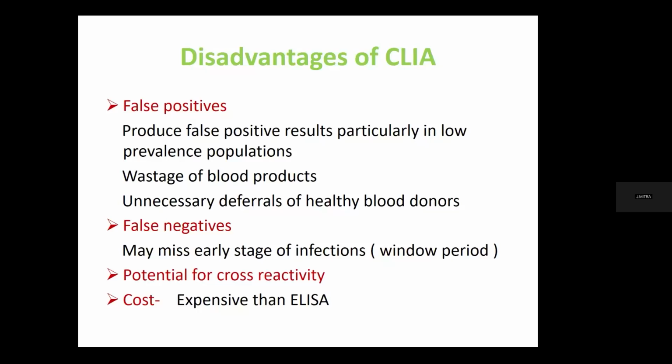And it also gives false negative results, because when the donor is in the window period, it may miss early stages of infection. It may also cross-react with other infections or pathogens. And the initial cost, as I mentioned earlier, is high, and it is more expensive than ELISA.